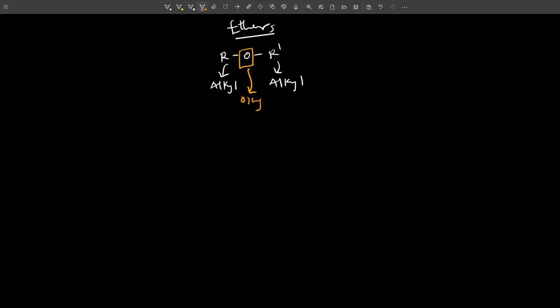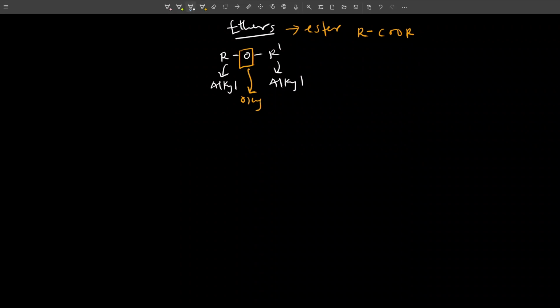Most students mistake ethers for esters. Esters have the molecular formula RCOOR', so it's quite different from that of ethers. Ethers only have two alkyl groups connected at the center by an oxygen group, which we call oxy for short.